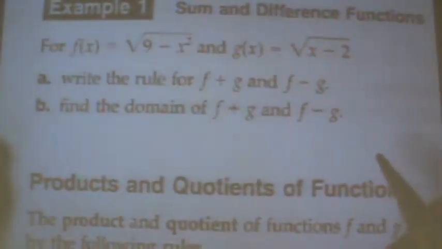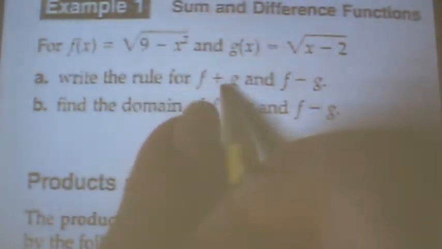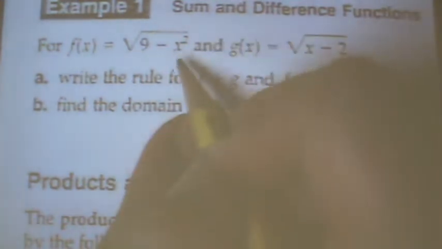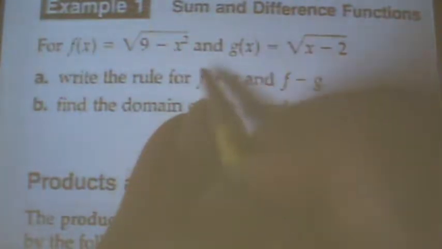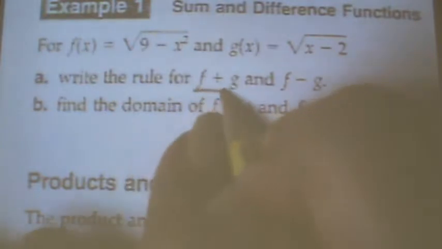This is a PreCalc question. Okay. If they ask you what the rule is for adding or subtracting these two functions, f of x is the square root of 9 minus x squared, and g of x is the square root of x minus 2. Now, if I asked you to add these two up, what answer would you give me?